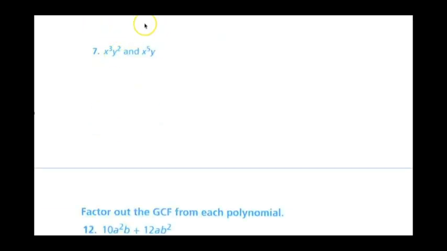5. Here, look at my variables. I have 3x, I have 5x's. The GCF, biggest thing they have in common, is 3x's. Remember, when they have stuff in common, you can only pull out the smallest amount.